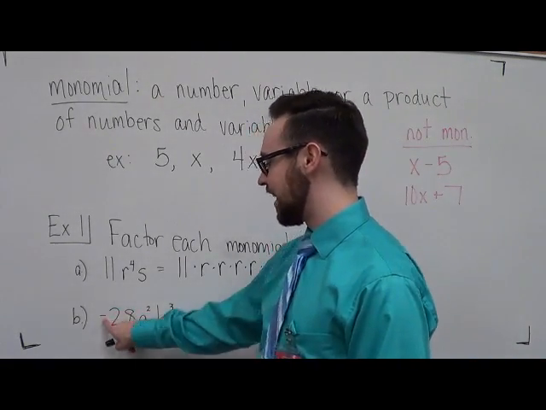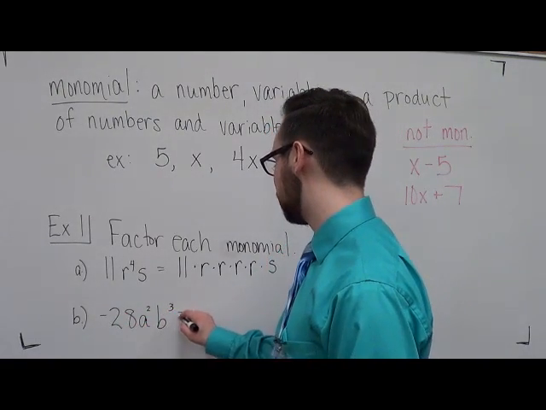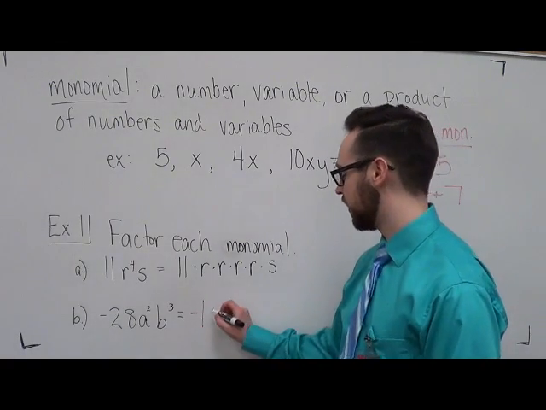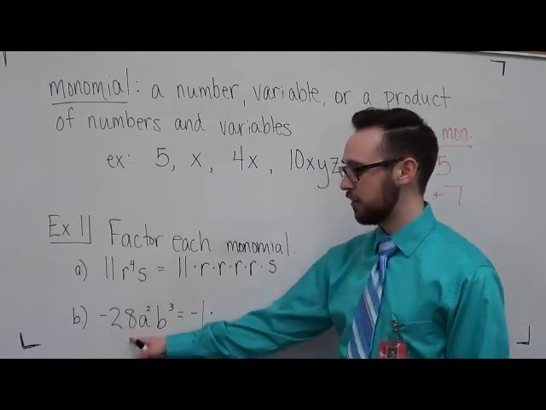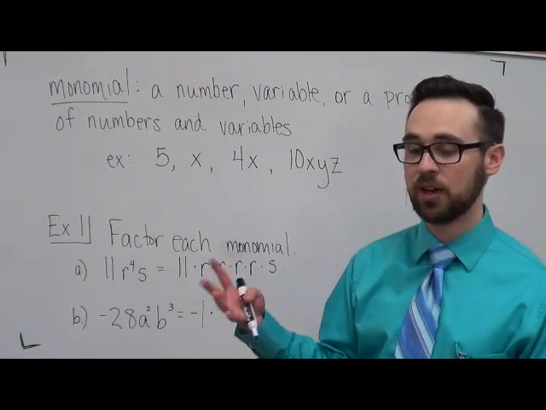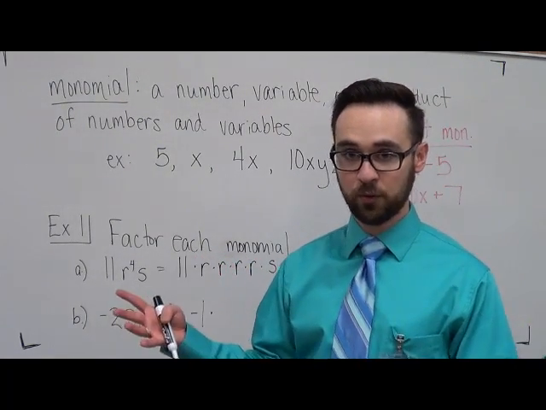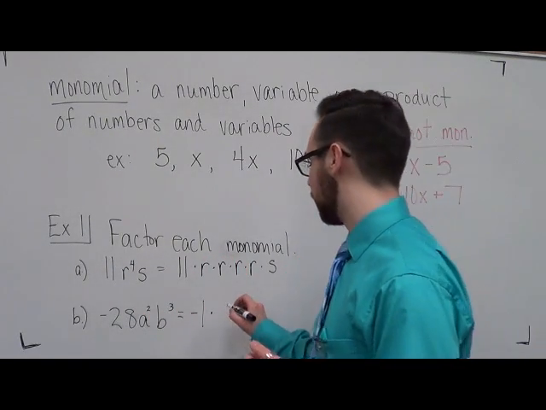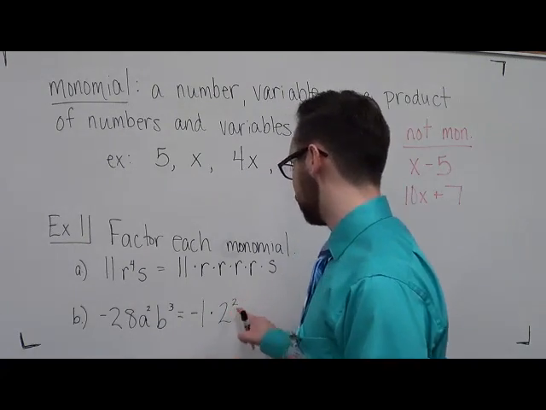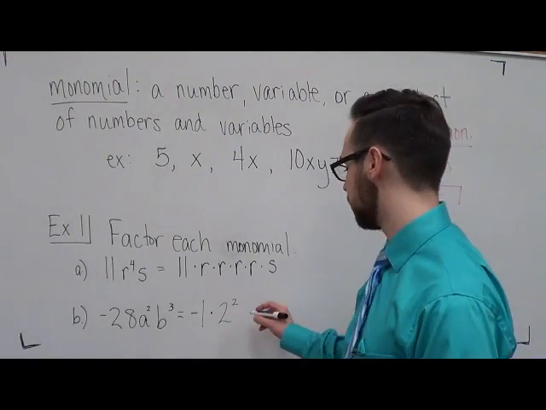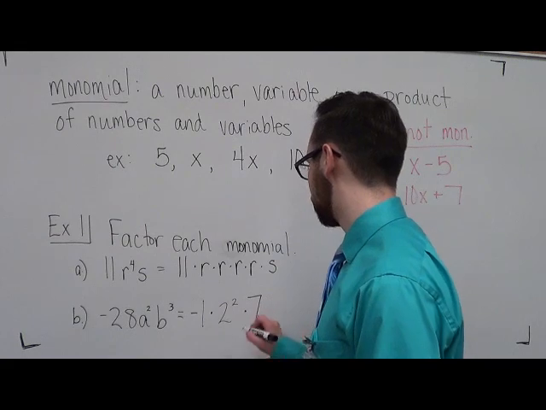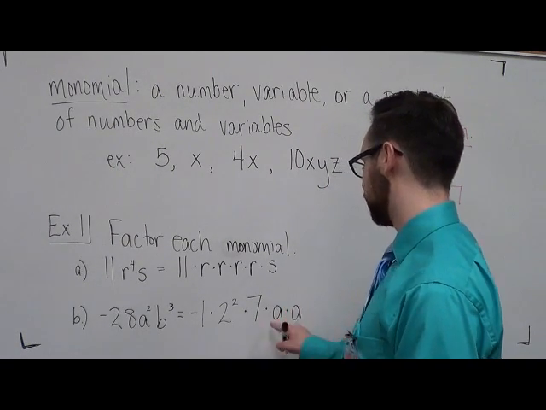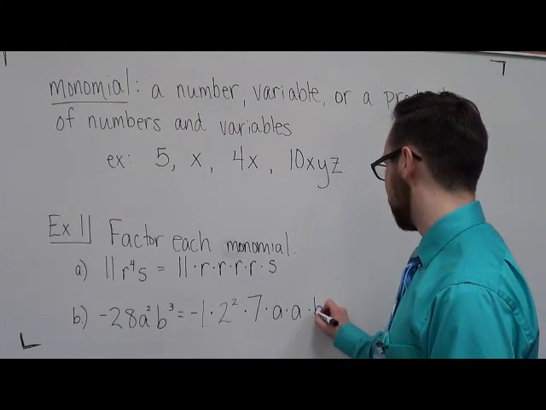So negative 28. Negatives get factored out as a negative 1. So anytime you have a negative number, that has to become a negative 1. Times, now the prime factorization of 28, we can break that down into 7 times 4. The 7 is prime, the 4 goes into 2 squared. So those numbers you are allowed to use powers on. So 2 squared times 7, but the variables lose the exponent. So there's 2 a's and then 3 b's.